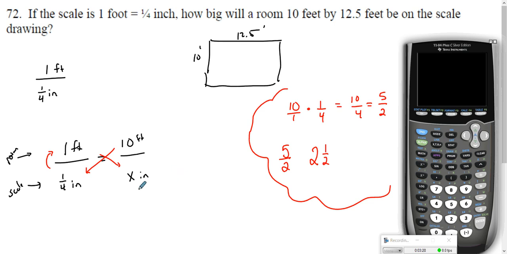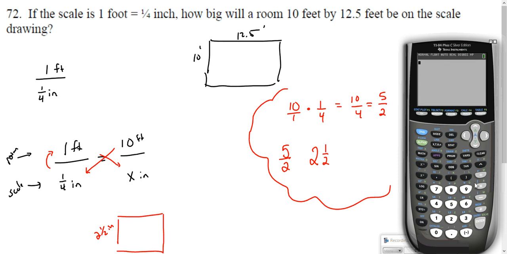So I could say that in the scale drawing it would be 2.5 inches by, and then we'll have to solve for the other one. You could have also just plugged this in your calculator. 1/4 is 0.25. So 10 times 0.25. Notice it's the same thing, 2.5 is the same thing as 2.5. All right, now let's do the other one.